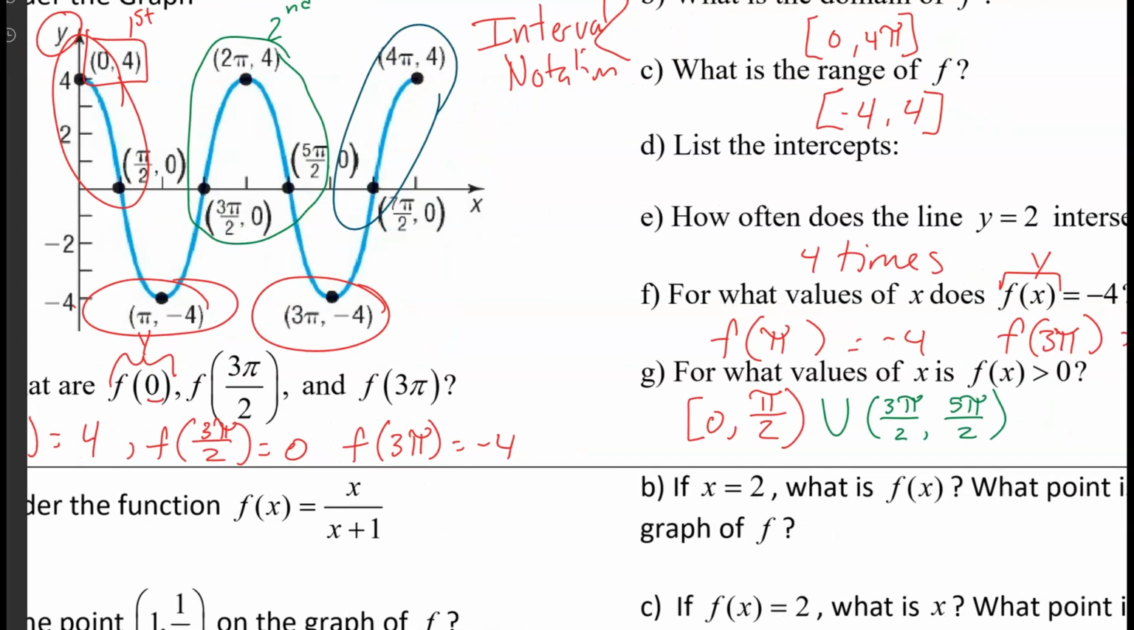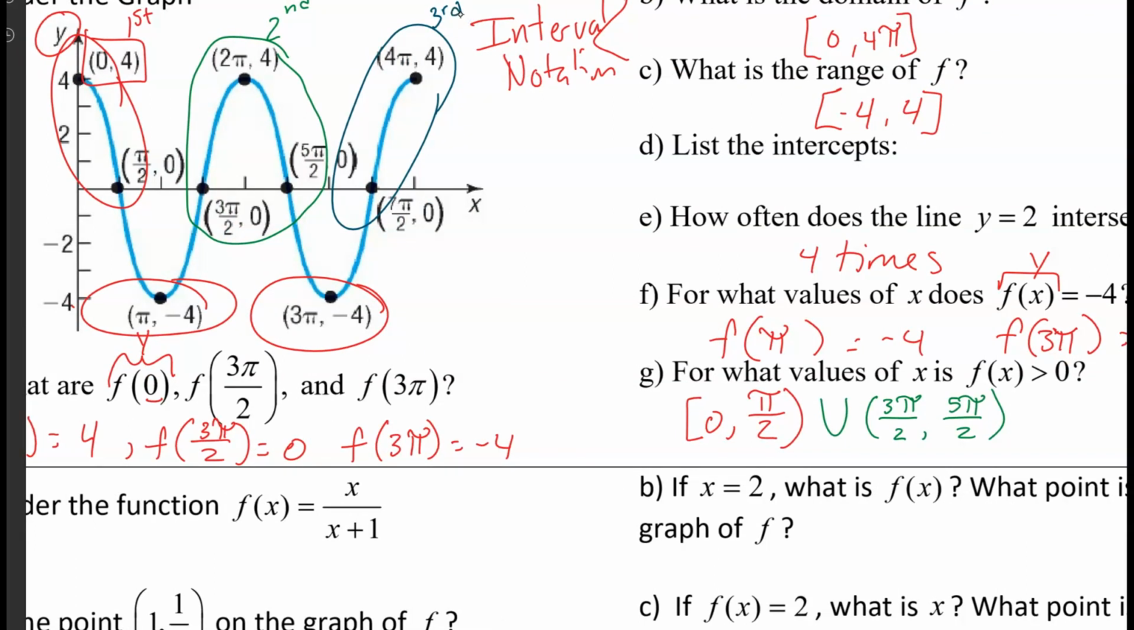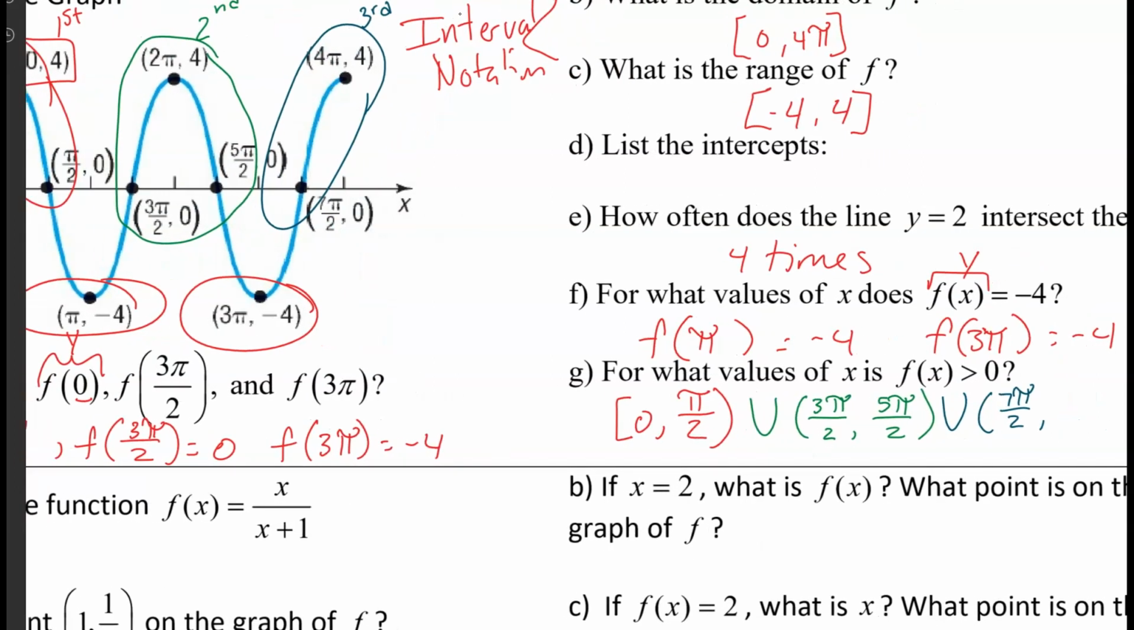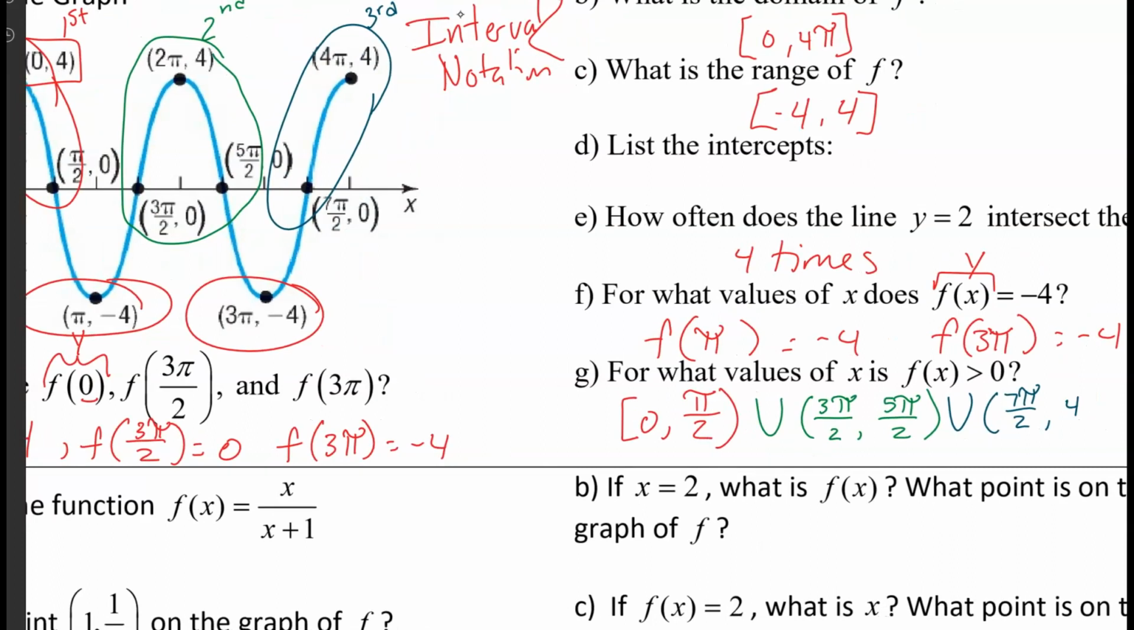All right, and our last section, our third section. Someone want to give me the interval for that? Yes, and perfect notation too. We don't want to include 7 pi over 2, so we put a parenthesis. But we do include that last point, 4 pi, because it is completely above our x-axis.